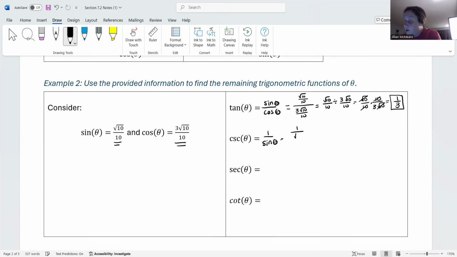Well, sine of theta is root 10 over 10. So that's really just 1 divided by root 10 over 10. So we know we multiply the first by the reciprocal of the second. So we get 1 times 10 over root 10. So that gives me 10 over root 10, but here's the thing. You have to kind of go back to Math 171. You have to rationalize your denominators.